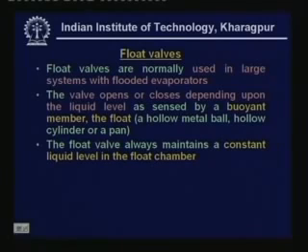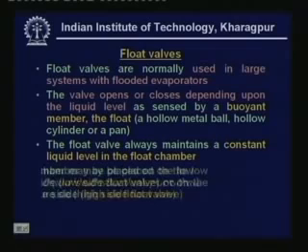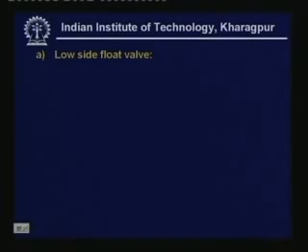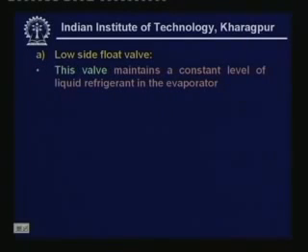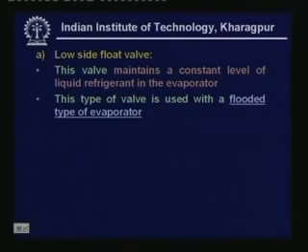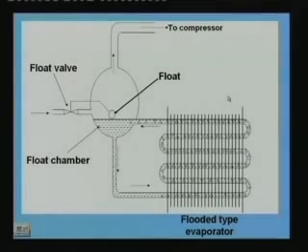And the float valve always maintains a constant liquid level in a chamber called a float chamber. The float chamber may be placed on the low pressure side, then you can call it a low side float valve, or on the high pressure side, in which case you call it a high side float valve. Now let us look at the low side float valve. The low side float valve maintains a constant level of liquid refrigerant in the evaporator. This type of valve is used with a flooded type of evaporator. If you remember, I have discussed this while discussing flooded type of evaporators.